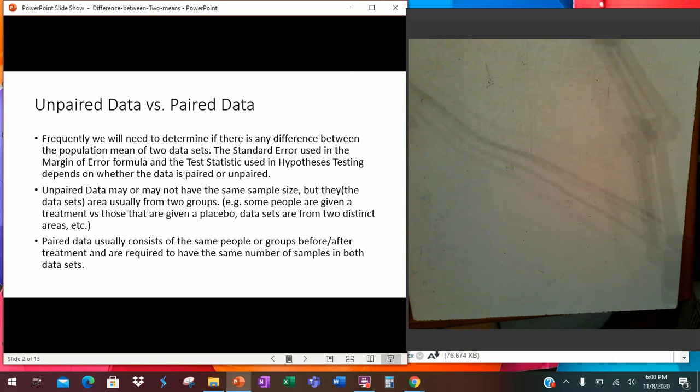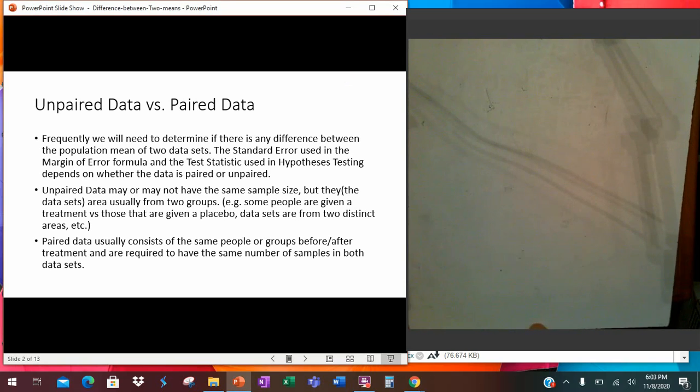Okay, so what we have to worry about is if we're dealing with data that is paired or unpaired. Frequently we will need to determine if there's any difference between the population mean of two data sets. So what we're going to be looking at is if we do some type of treatment and we may have two different groups. One of them is given the treatment, one's placebo, and we want to see maybe blood pressure, if there's differences between the blood pressure of the two.